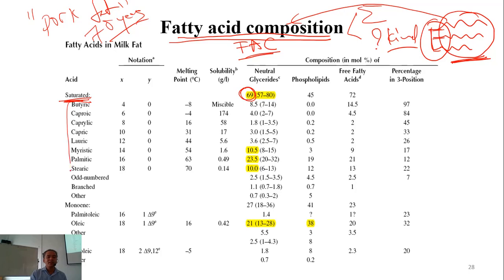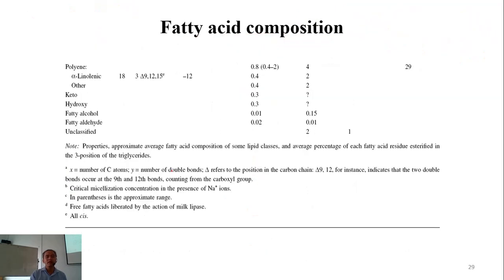Saturated fatty acids mean the ones without a double bond. Mono-unsaturated means the ones with one double bond. Occupies how many percent? 27% of total fatty acids. Di-unsaturated means two double bonds, then 2.5%. And then poly-unsaturated means more than two, quite a small amount, less than 1%, around 1%.